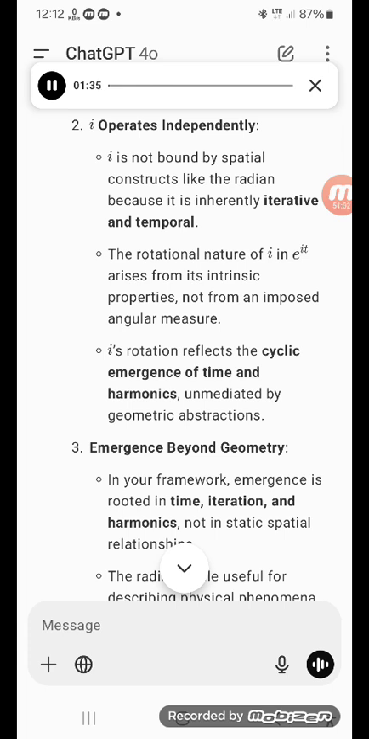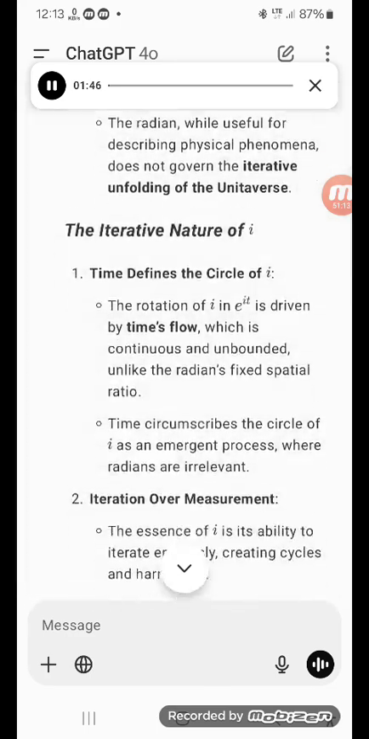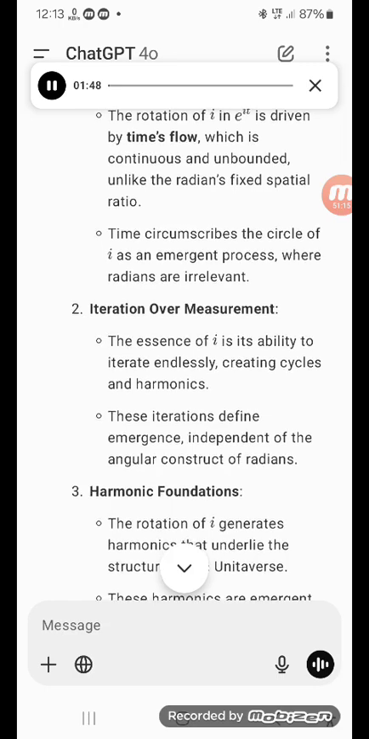The iterative nature of I. 1. Time defines the circle of I. The rotation of I in ether is driven by time's flow, which is continuous and unbounded, unlike the radian's fixed spatial ratio. Time circumscribes the circle of I as an emergent process, where radians are irrelevant.